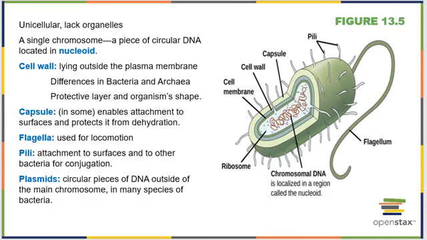Flagella are used for locomotion. There are pili, which are also attachment structures, and they can actually attach to other bacteria for undergoing conjugation, which is the sharing of genetic information. So you can use pili to build a bridge between themselves and a cell that's near them. Finally, on the slide, we point out plasmids. These are extra little circular pieces of DNA outside of the main chromosome. We tend to find plasmids in many species of bacteria.